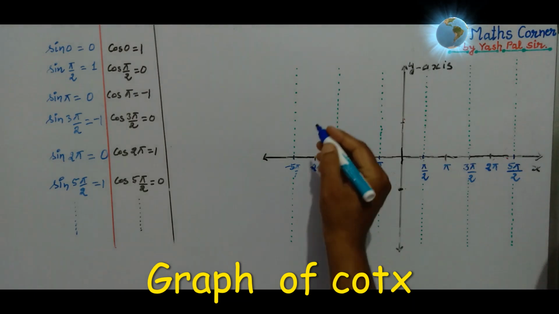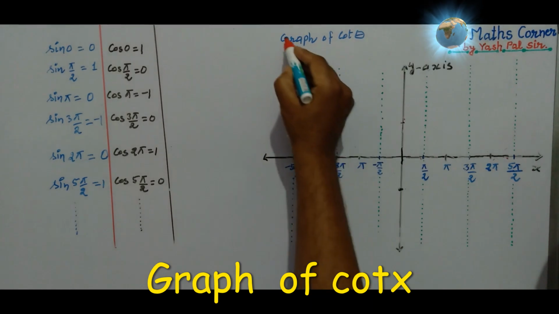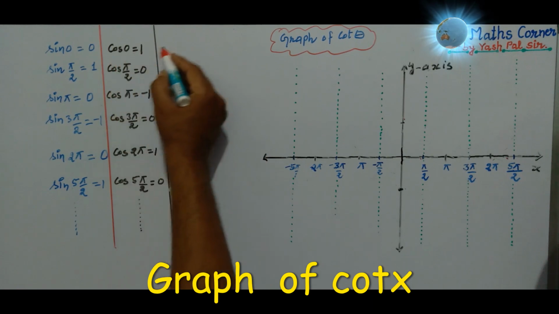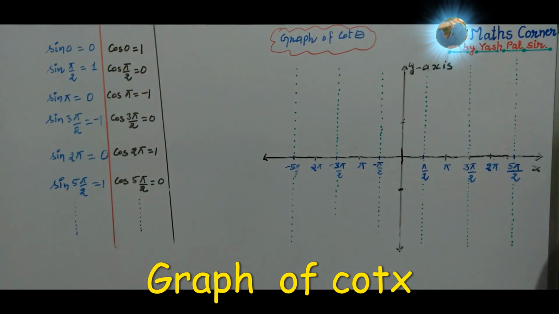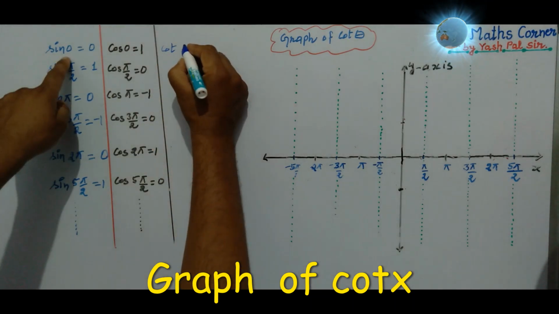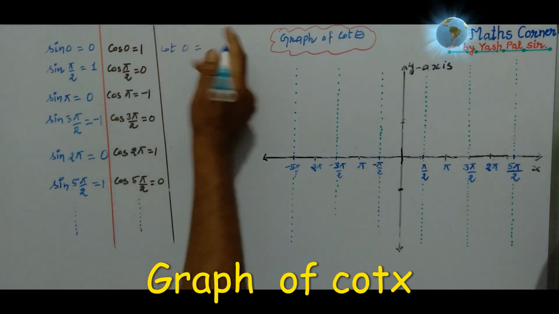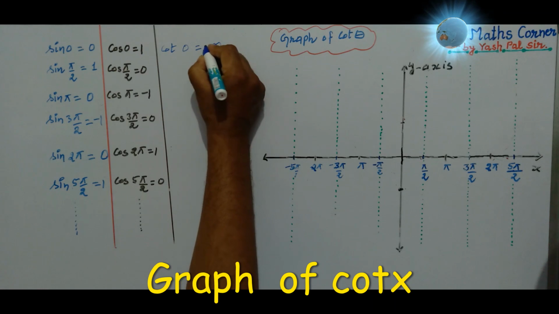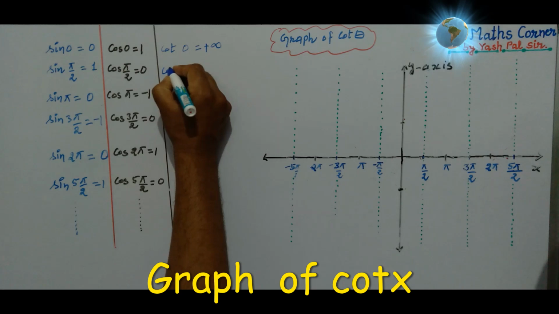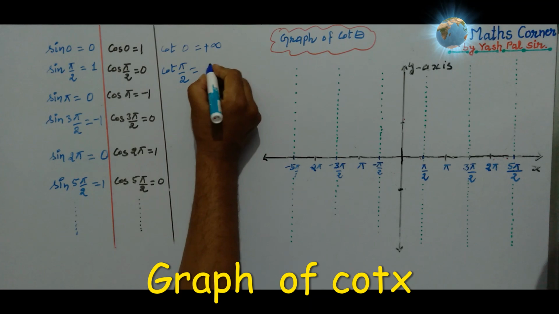Similarly, in order to sketch the graph of a cotangent function, first of all we find the respective values of cotangent. Here firstly, what is cotangent 0? That is cos theta divided by sin theta. 1 divided by 0, not defined, we can say plus infinity. Next is cotangent of pi by 2, this value 0 divided by 1 is 0.